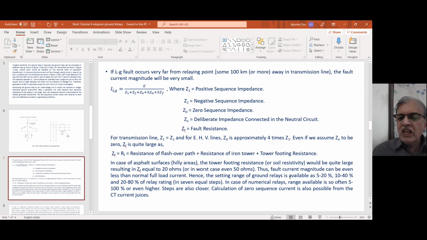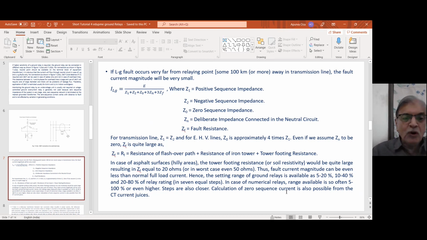But if you use numerical relays, they give a very wide range, say 5 to 100% or 5 to 200%, because it is quite possible in numerical relays. Also, in our electromechanical relays, 5 to 20%, only 7 steps were possible. That is 5, 7.5, 10, 12.5, 15, 17.5 and 20. Only these 7 steps were possible. Whereas in numerical relays, it is not like that. You see, in steps of 0.1 or even in steps of 0.05, you can vary the setting. So steps are also closer. More steps are available in numerical relays.